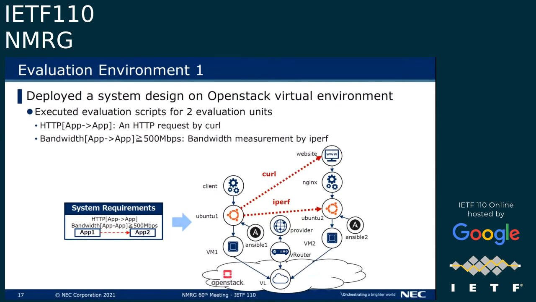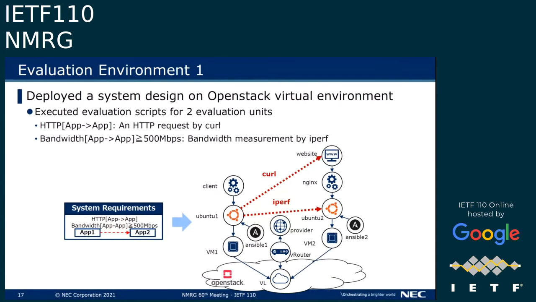First, the left-hand side of this figure is the system requirements for connection between applications. In this example, an HTTP connection from app 1 to app 2 and a minimum bandwidth of 500 Mbps are required. The right-hand side is the system design derived from the requirements. In this system, both the client application app1 and the server application app2 run on different Ubuntu OS nodes, and Nginx is used as an example of app2.